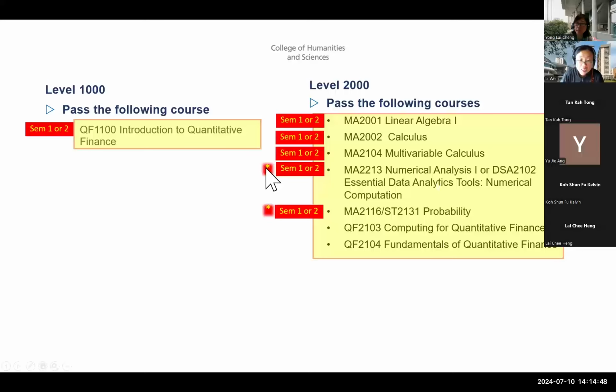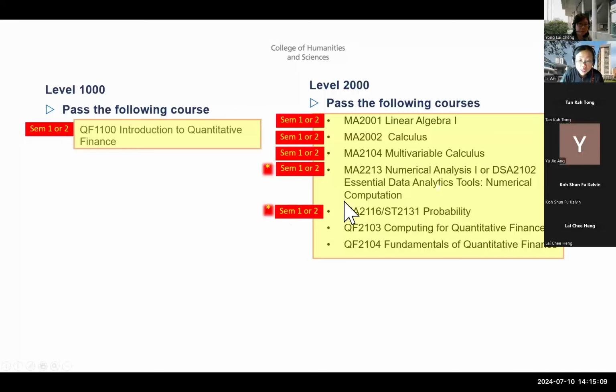I put a star here because previously MA2213 and MA2116 were offered in semester 1 only, but now they are offered in both semesters. So we have more flexibility now.